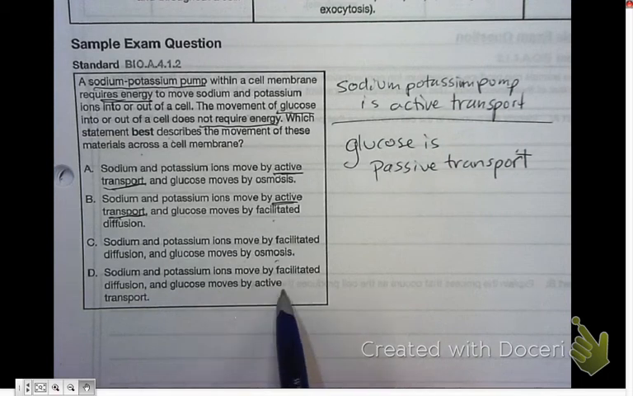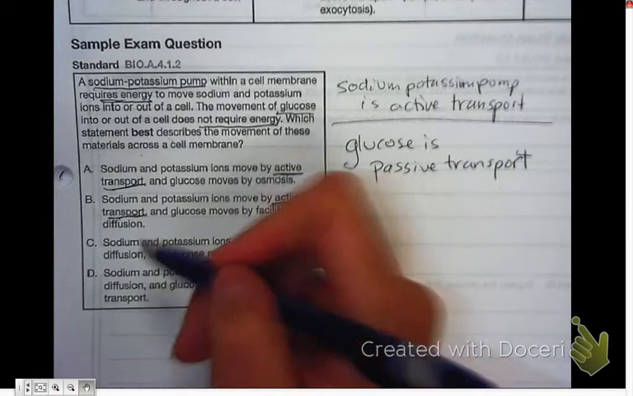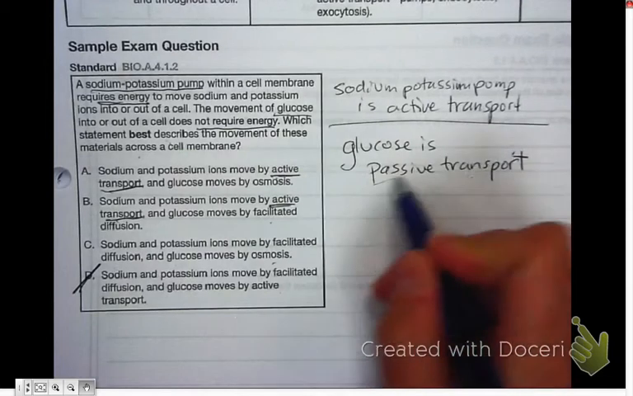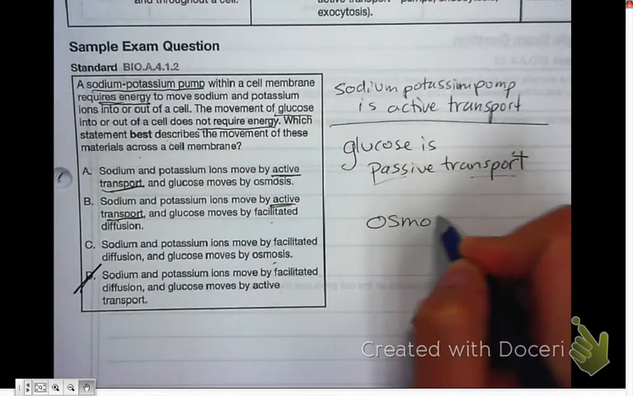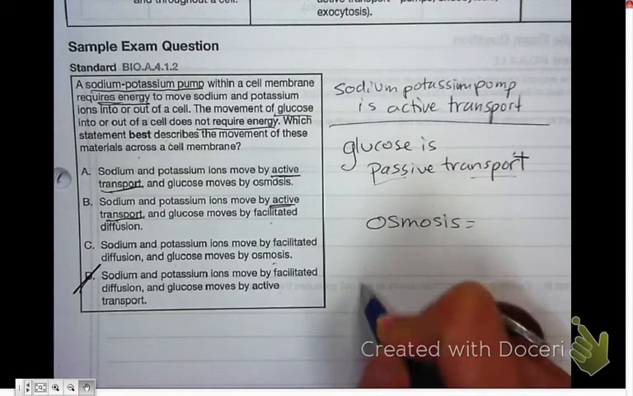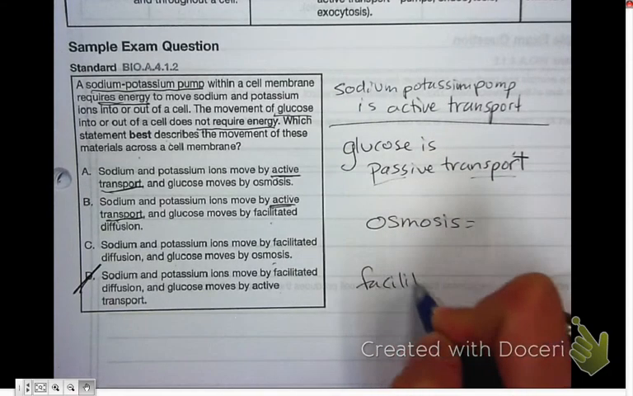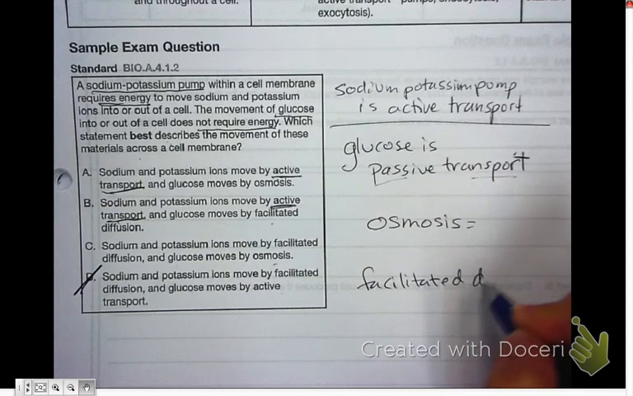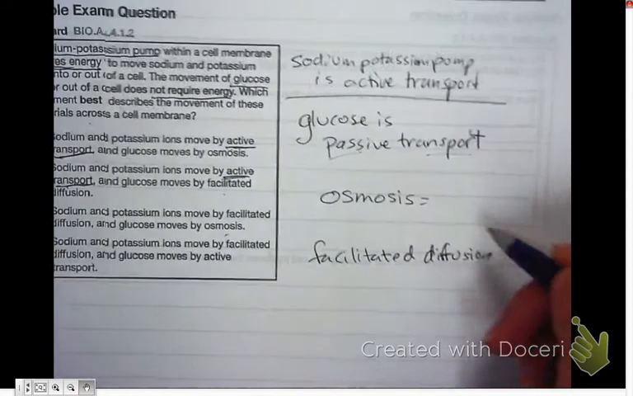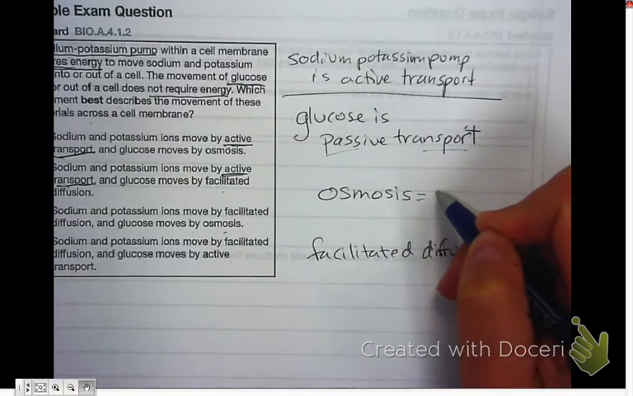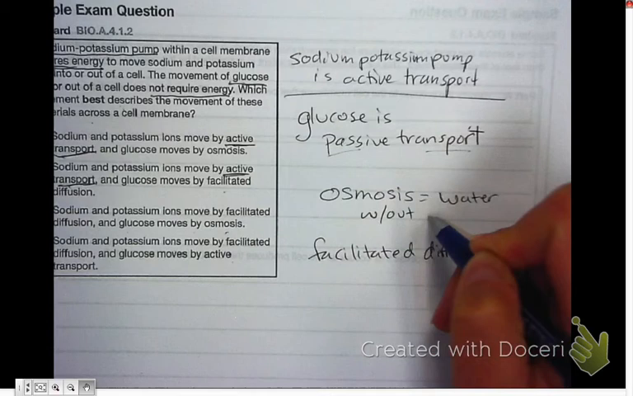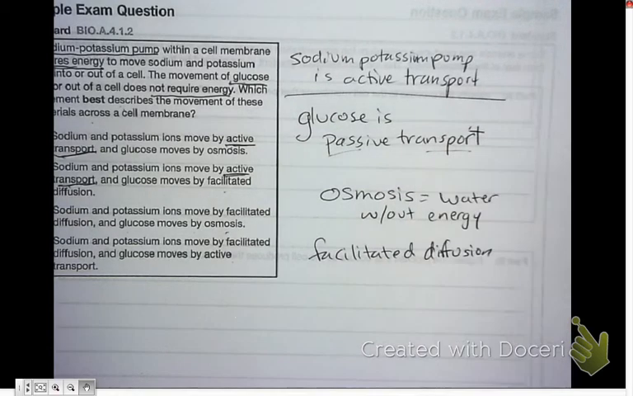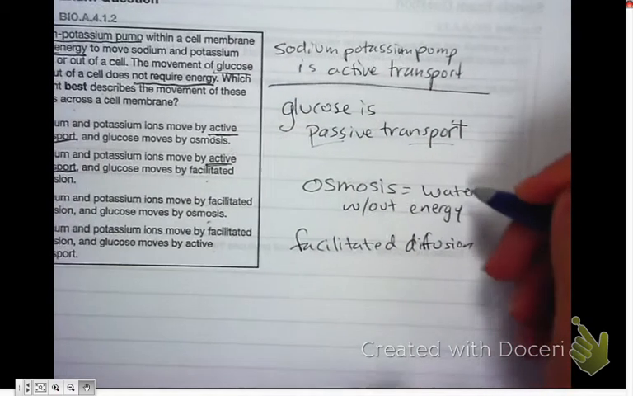Glucose moves by active transport. So we know we can get rid of D because we said glucose moves by passive transport. Then we need to look at what is osmosis and what is facilitated diffusion. Osmosis is the movement of water without energy. So this would be passive.